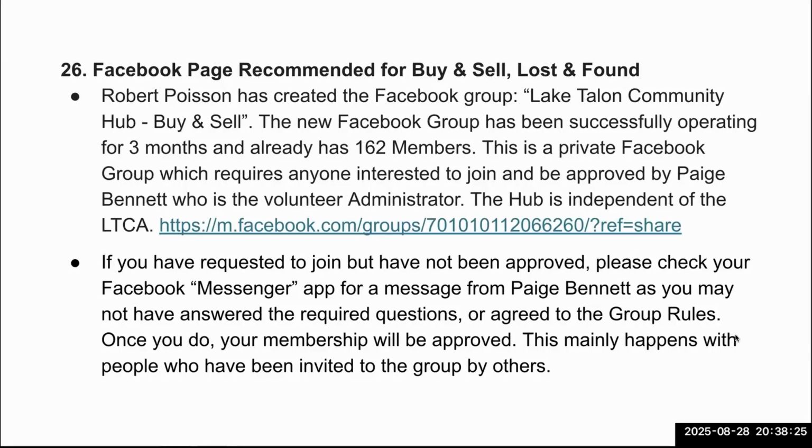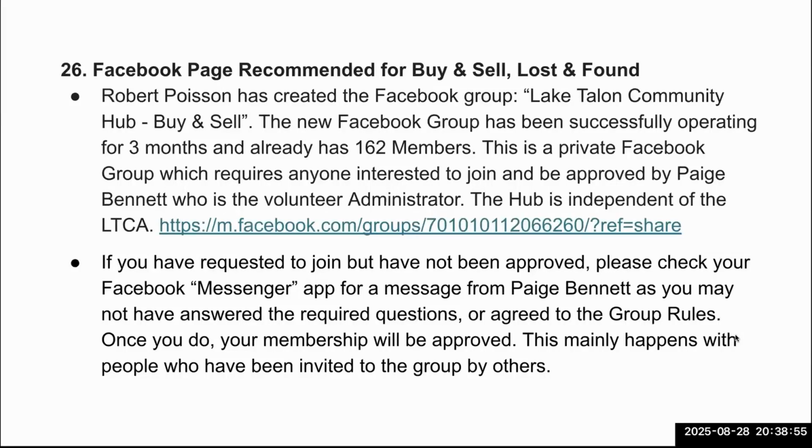It's a Lake Talon Community Hub, buy and sell. I think, Paige, there might be almost 175 members now. Seems to be very useful in connecting people that want to give away things, buy things, sell things. So it's there to use, and it seems to get a lot of viewership. So I'm glad that we pressed ahead and Robert brought that to fruition here.